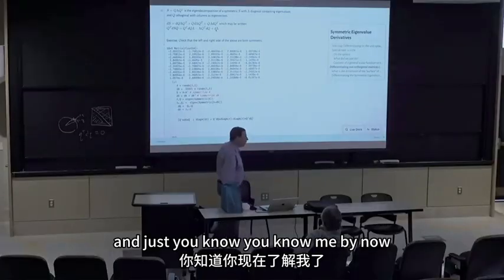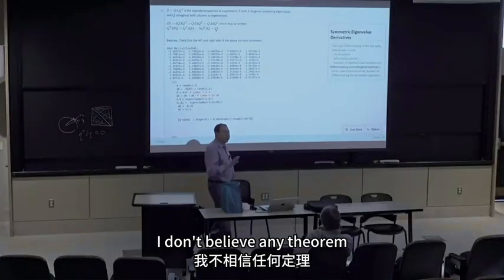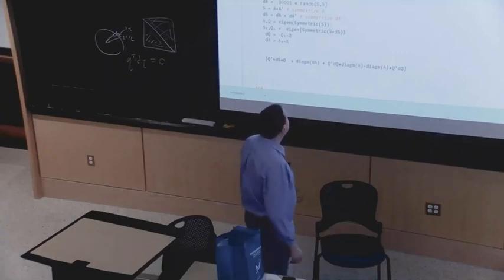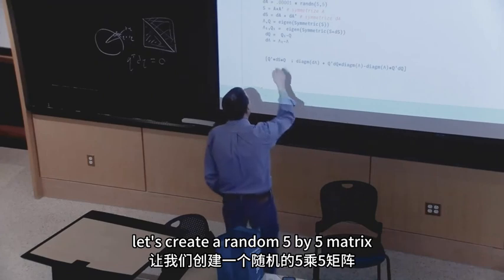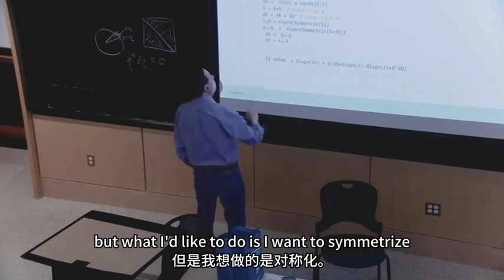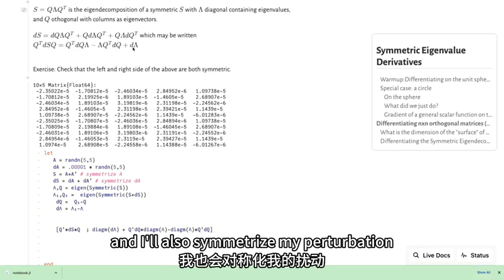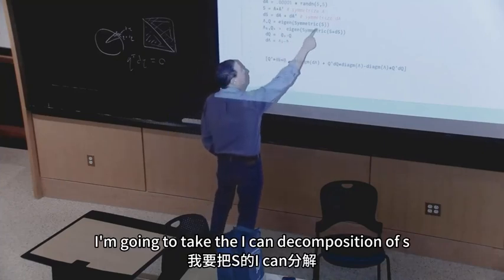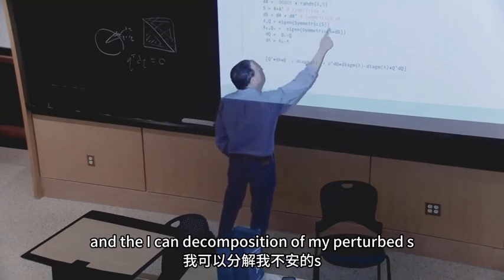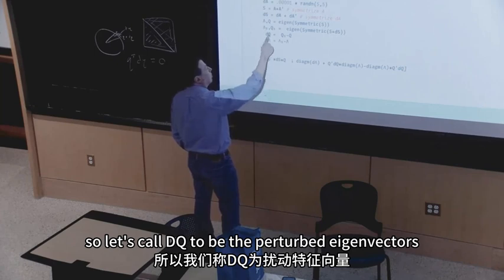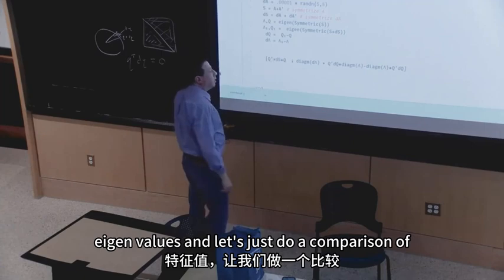You know me by now, I don't believe any theorem unless I can check it numerically, right? Without a computer, I wouldn't be able to do math. So let's create a random 5x5 matrix and also a random perturbation. I want to symmetrize, so I'm going to call this S, and I'll also symmetrize my perturbation. I take the eigendecomposition of S and of my perturbed S. Here are my eigenvalues, and here are the perturbed eigenvalues. Let's call dQ the perturbed eigenvectors, and d lambda the perturbed eigenvalues.